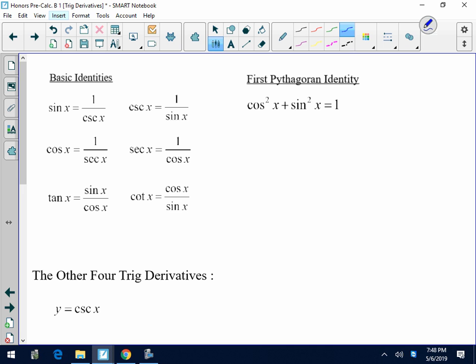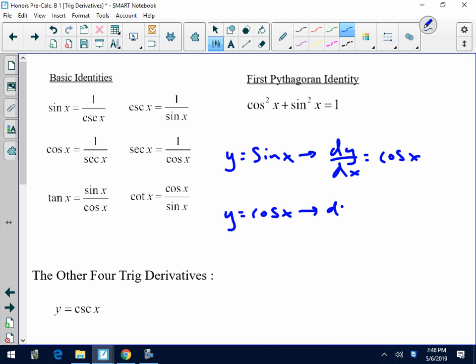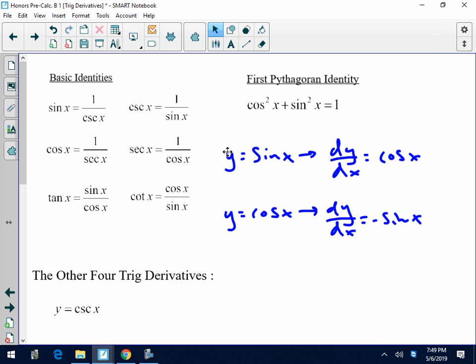Alright guys, so in this video we are going to talk about the derivatives of the other four trig functions. We said in class that the derivative of sine x is cosine x, and the derivative of cosine x is negative sine x. And one of the things we know about the other four trig functions is that each one of them can be represented with sine and cosine. So our strategy for getting the derivatives of the other four trig functions is going to be to represent them with sine and cosine and then take the derivatives from there.